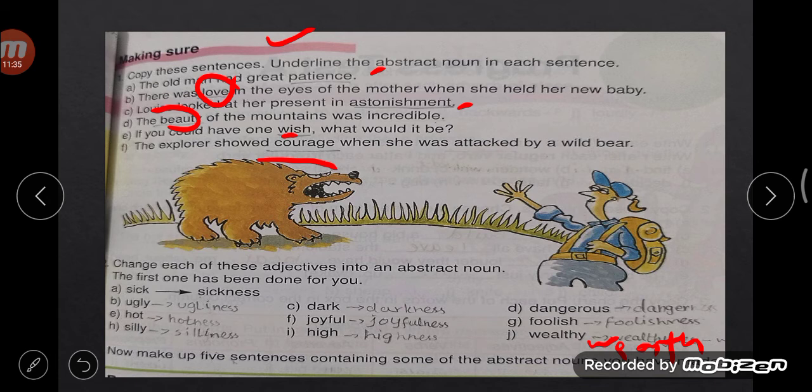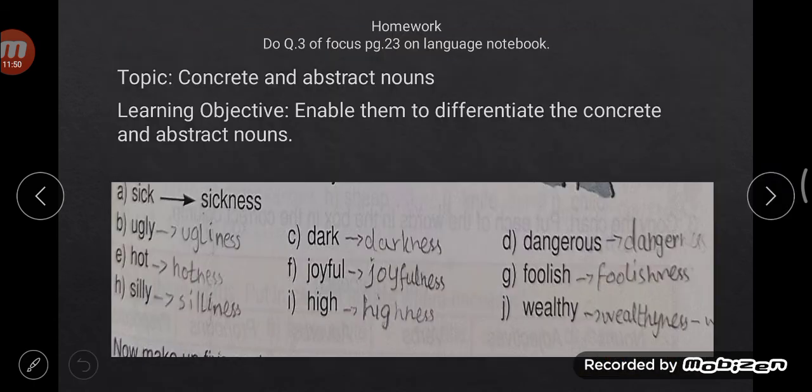So this is all your classwork. You will do it on the focus book page number 22. No need to write in the notebook. You will just do it on the book, pages number 22 and 23 of the focus book. Yes, this is your home task now. Now you have to do the homework as well. You will just do question number 3 of focus book page number 23 on the language notebook.